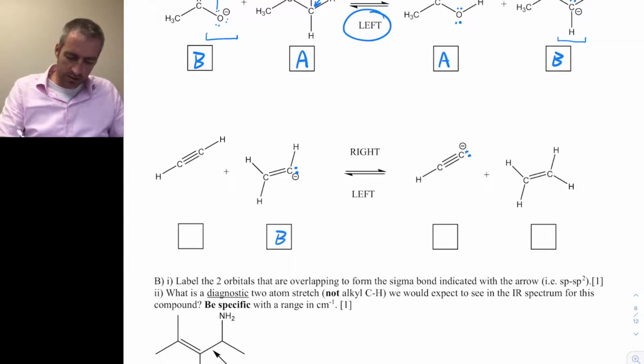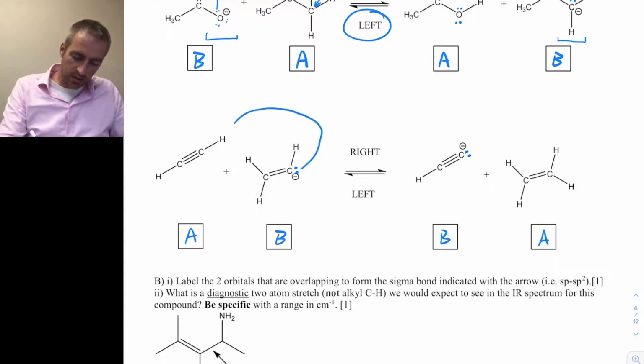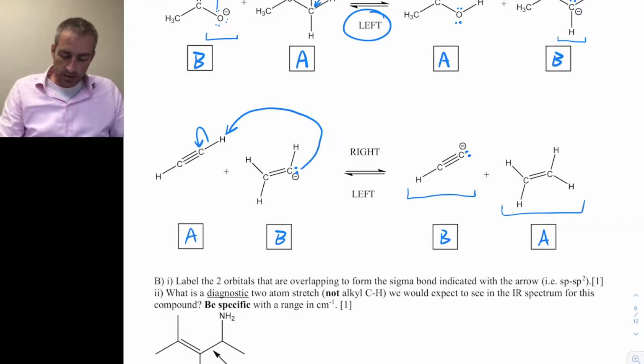And so this is going to act as our base. This is our acid, this is our base, and this is our acid. So what's happening is this will grab the hydrogen, and the lone pair goes to the carbon. That gives you this structure, and this now has a CH bond. The more stable base is this, because that carbon is sp versus this carbon, which is sp2. So the stronger base is going to be the left-hand side. That means this is going to favor the right.